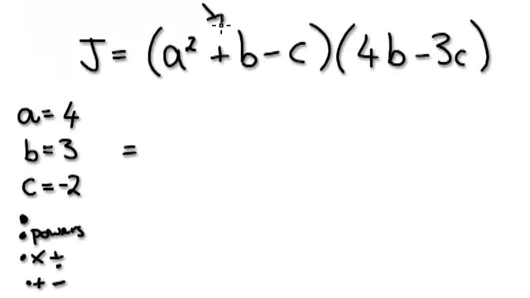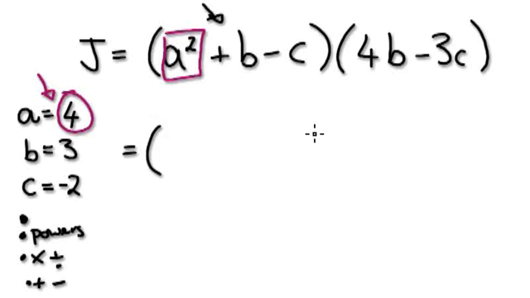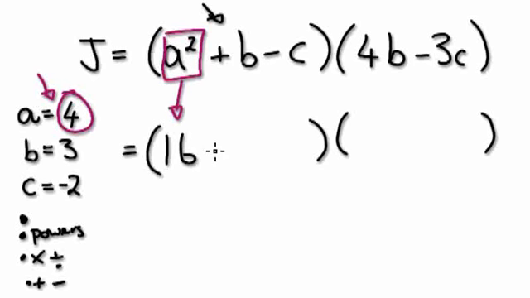So work out this bracket here first. What's inside here? So a squared. What's a squared? Try and do it inside your head. A squared means, look, this is a here. A is here. 4. 4 squared is 16, isn't it? So this thing here becomes 16. Plus b. B is this bit here, 3. So it's plus 3. And then you take away.